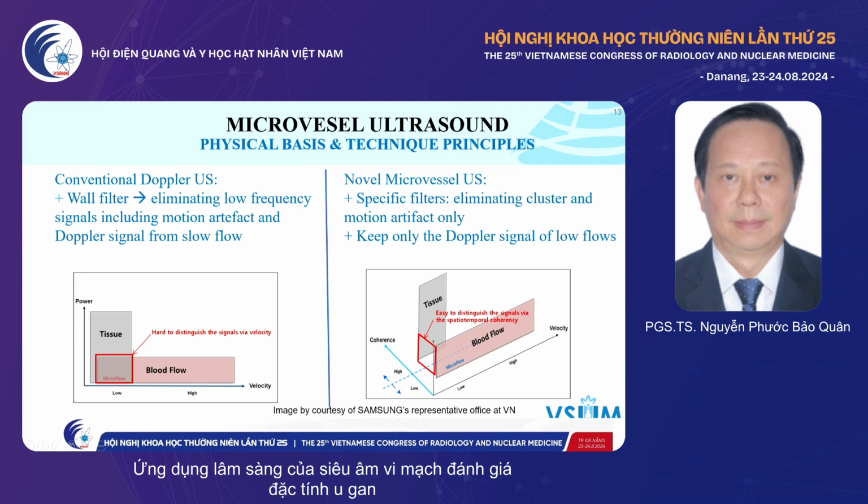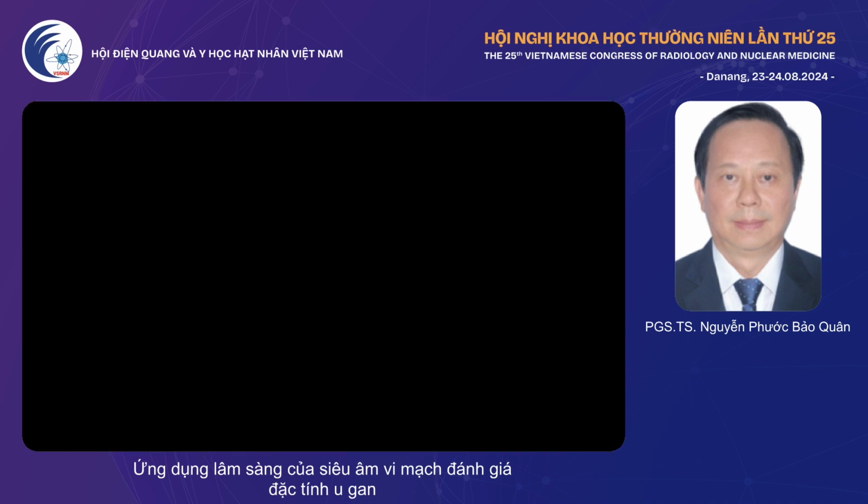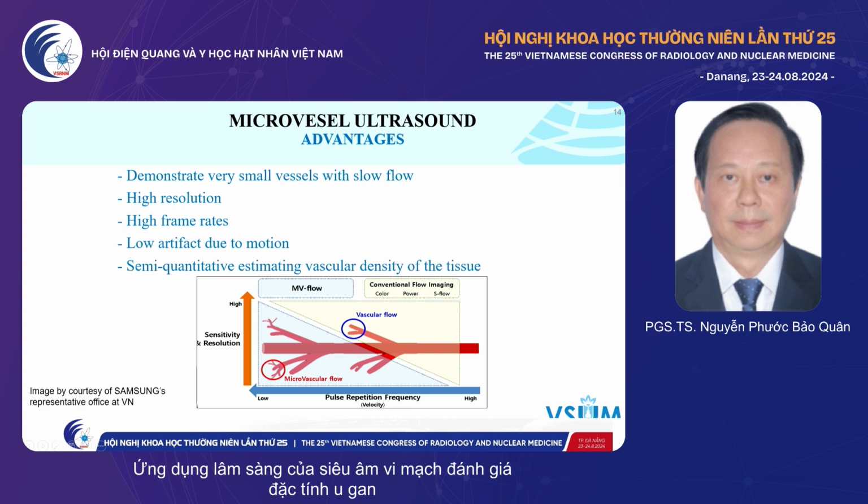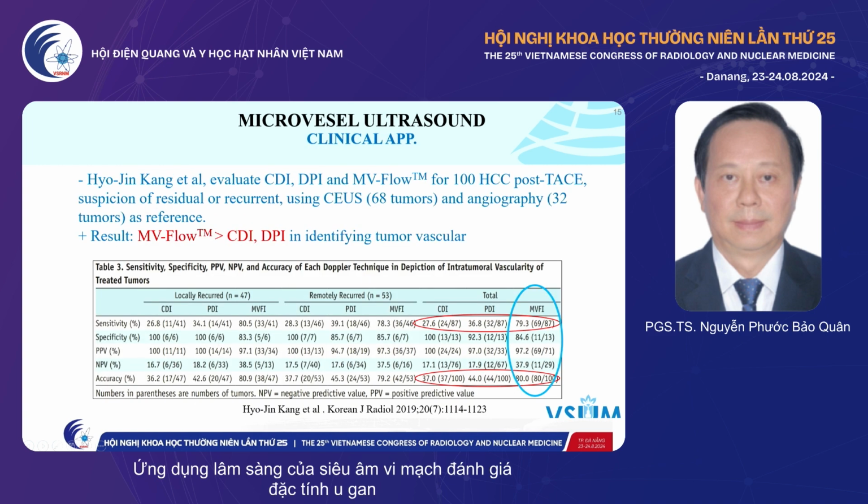But in the new technology of microvessel ultrasound, you use a specific filter to eliminate only the artifacts and keep the Doppler signal from the small vessels and slow flow vessels. So the advantage of microvessel ultrasound is that we can detect very small vessels, less than 200 micrometers, with high resolution, high frame rate, and low artifact, and semi-quantitatively calculate the vascular density of the tissue.